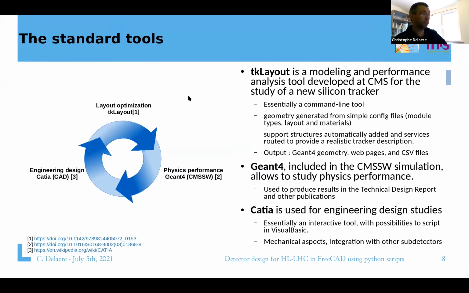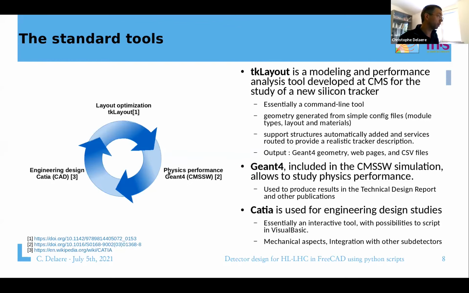It is essentially a command line tool that generates the geometry based on simple config files. And then the support structures are added, the services are added. So you have a realistic description of the tracker, and the output from that tool is a Geant4 geometry, web pages, CSV files, and so on.